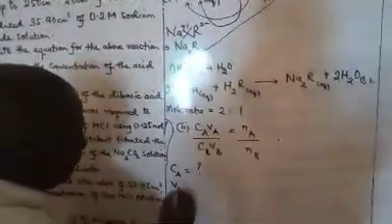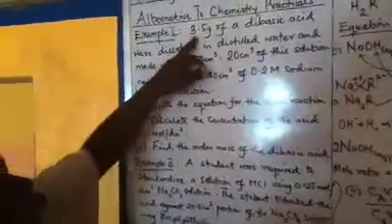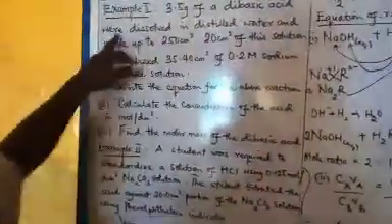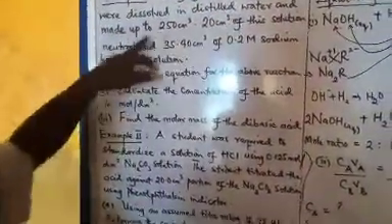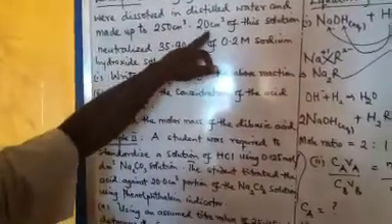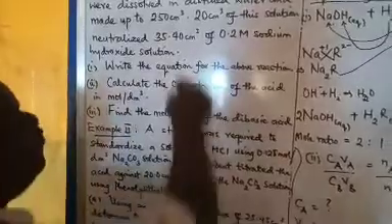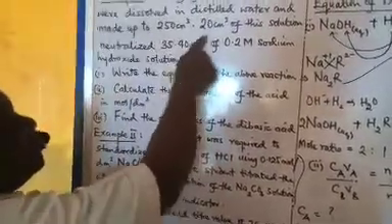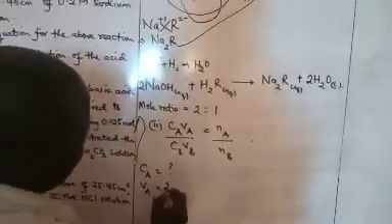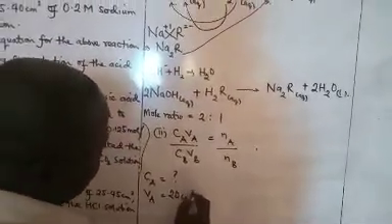Volume of acid. Let's go to the question and see. Now, 3.5 grams of the dibasic acid were dissolved in distilled water and made up to this. Then 20 cm³ of this solution neutralized. That means the volume of acid that neutralized that particular thing. This is the volume of acid here. Volume of acid is 20 cubic cm.